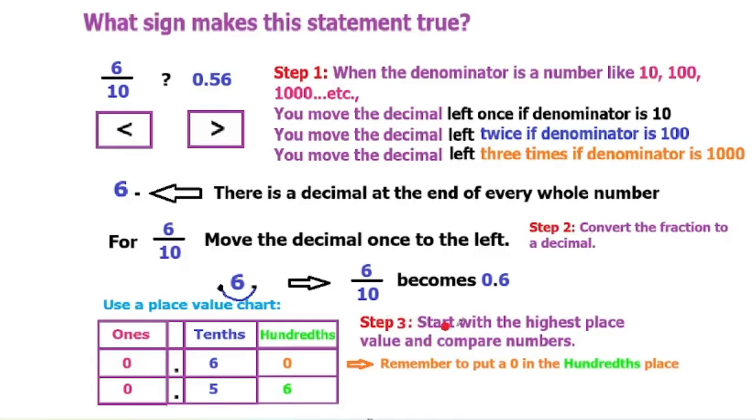Now the third step is to start comparing with the highest place value. Okay, so we start from here and move this way. So we could see that 0.6 is greater than 0.56. So we put the greater than sign. And finally, that means we know that 6 over 10 is greater than 0.56. And that's the end of the lesson.